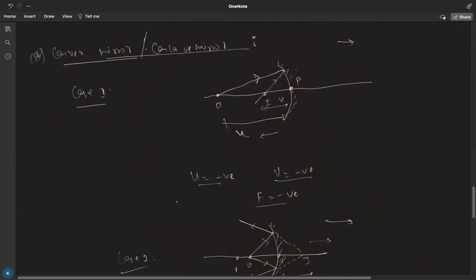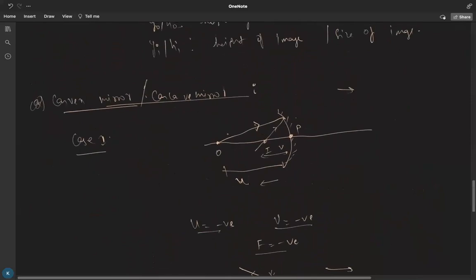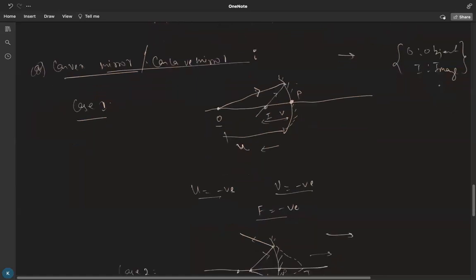So first I'm considering the concave mirror in which the object is real because it is kept in front of the mirror, right? O represents the object, so let me write it here also. I hope you all know this, and I represents the image. So O represents the object and I represents the image. What I'm trying to say is that here the object is placed in front of the mirror. And I'm assuming that the image is also real because it is also forming in front of it.